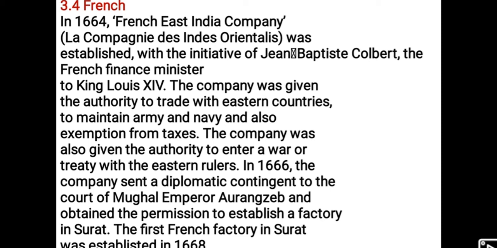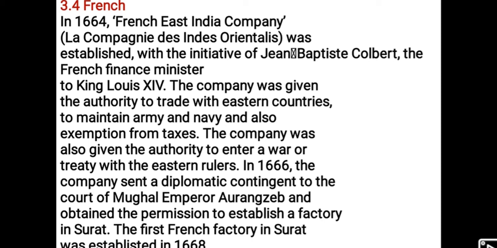Army, who do war, the military people. Navy, related to water. And also exemption from taxes. They had no obligation to pay any kind of taxes. There was no compulsion of paying taxes.